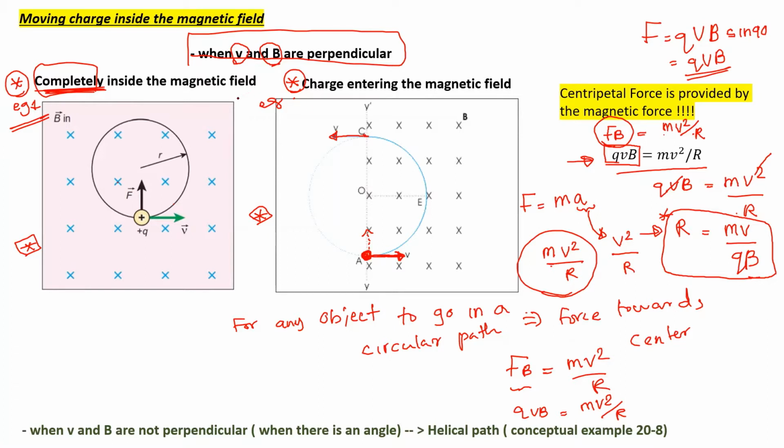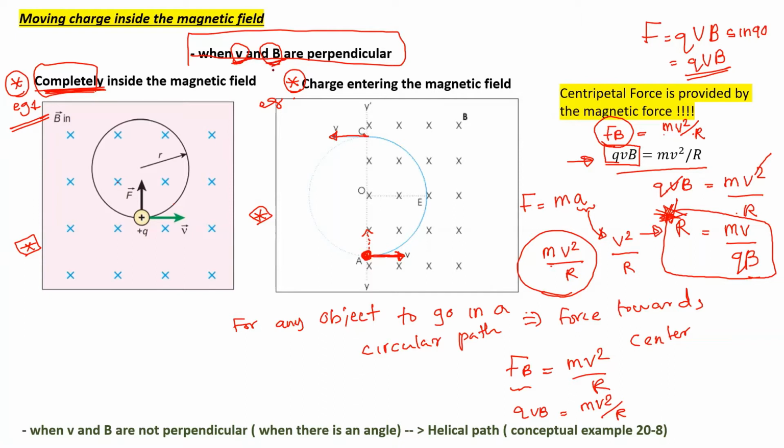Whenever you see charges inside a magnetic field, if velocity and the B field are perpendicular, and if it's completely in, it goes around a full circle, and this is the radius of the circle. And if it's just entering the magnetic field, it will go half a circle, and still this is the radius of the circle. So all this time I was talking about when V and B were perpendicular, right?